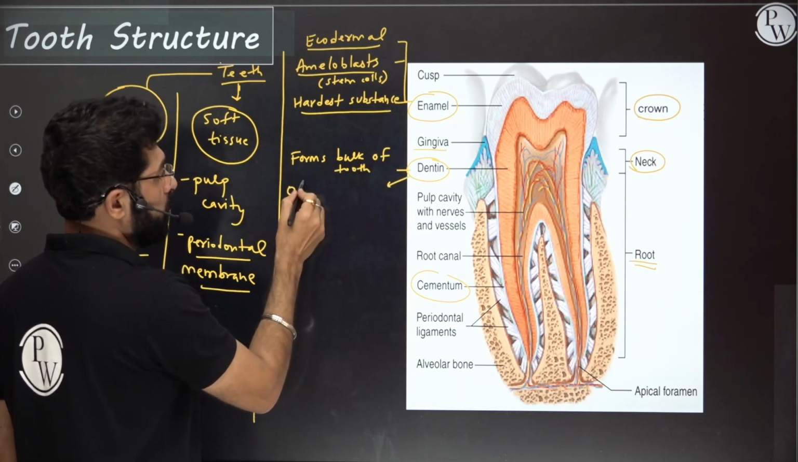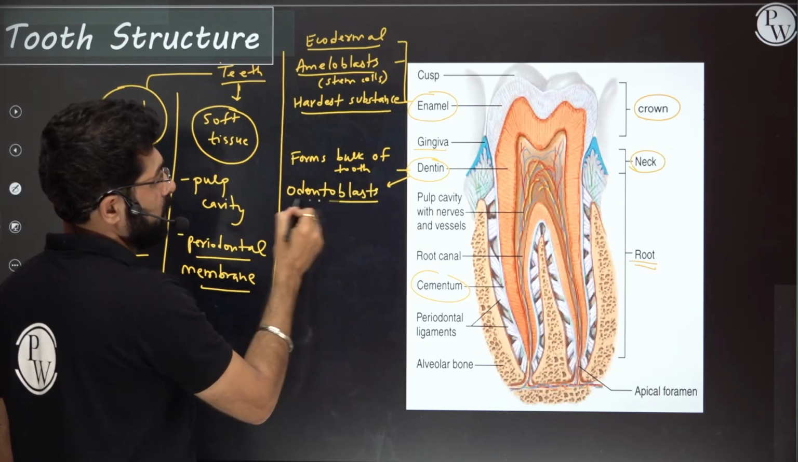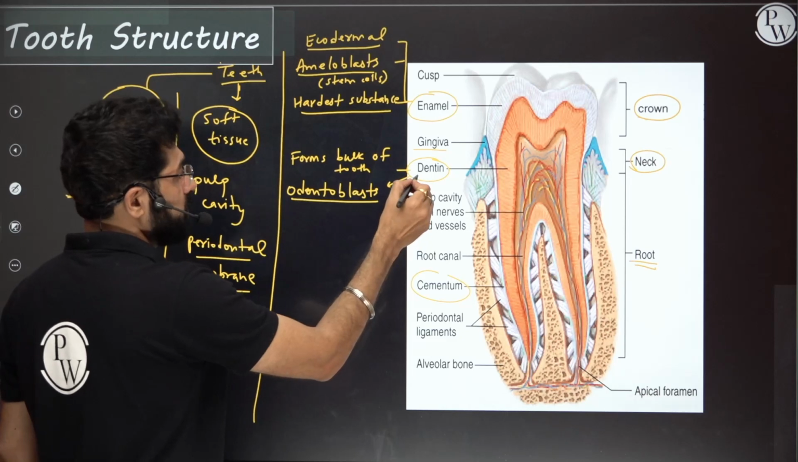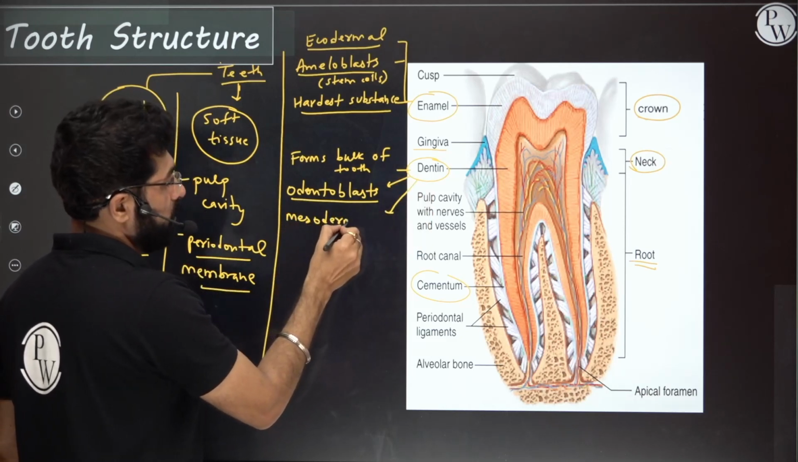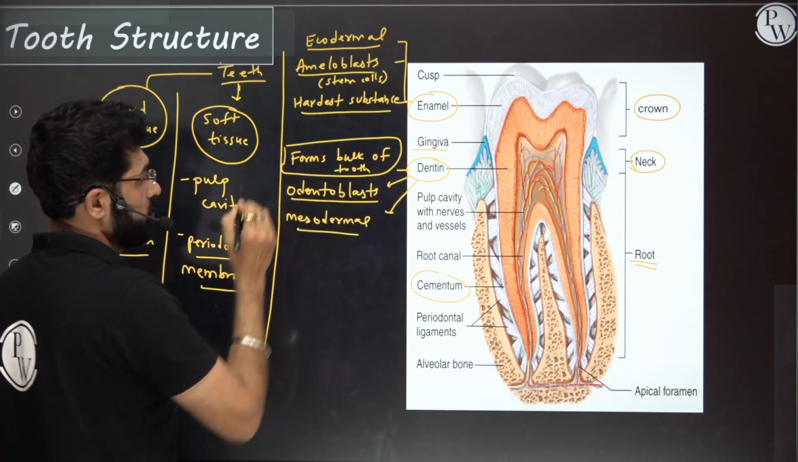It is formed from odontoblasts. So odontoblasts are the cells which form the dentine. Are you able to understand? Dentine is mesodermal in origin. It forms the bulk of the tooth. That also you should know.